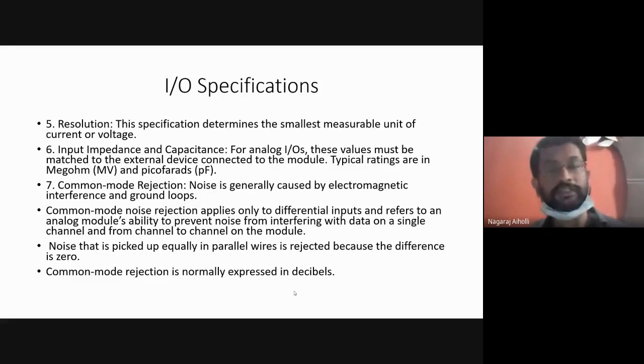Common mode rejection is expressed in decibels. The unit of common mode rejection is decibel, dB.